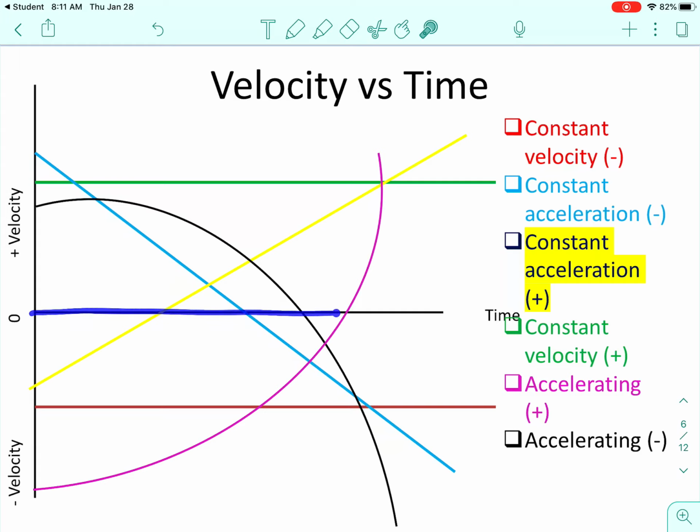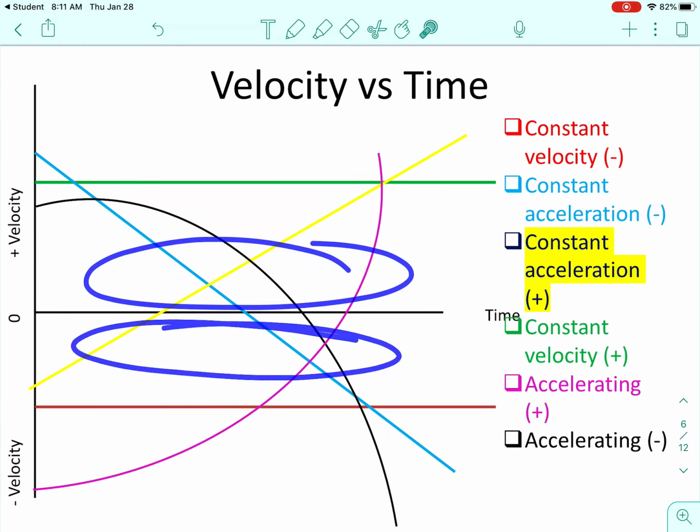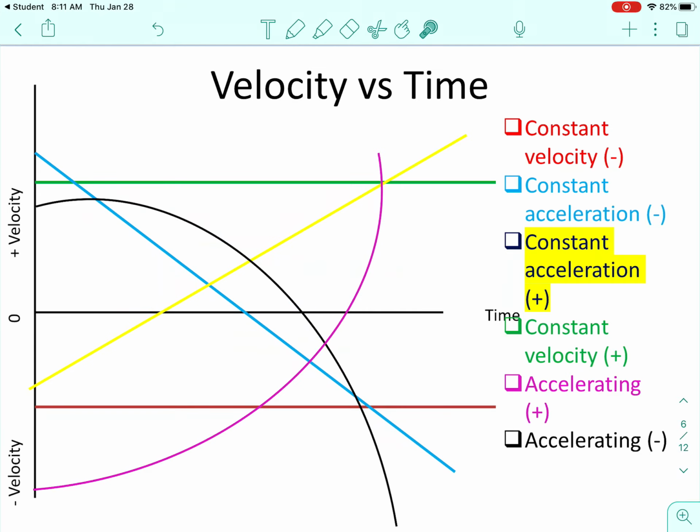And then the only time that you would be stopped is where the line hits the x-axis. So all these lines that hit the x-axis, you are changing direction. You're going in the positive direction up here, and then in the negative direction when they switch down below.